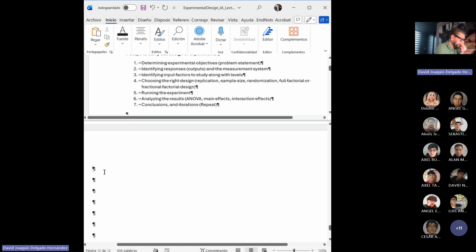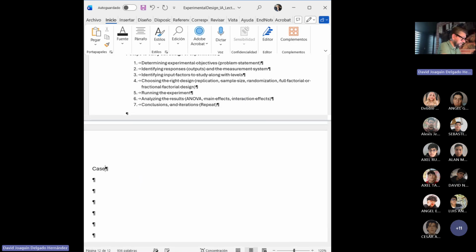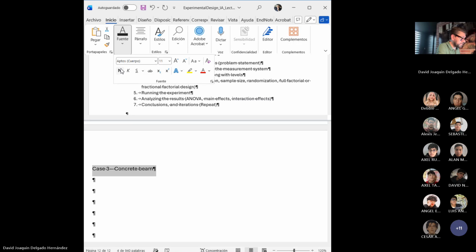Okay, so let us now move on to case number 3, which is the concrete beam. Okay, so let us put here in bold concrete beam. Okay.